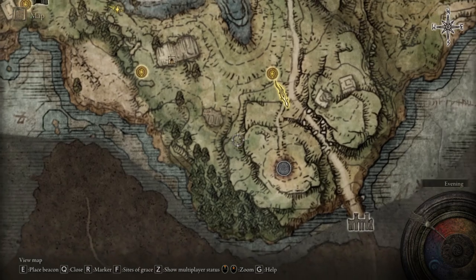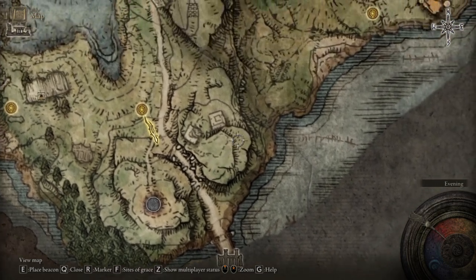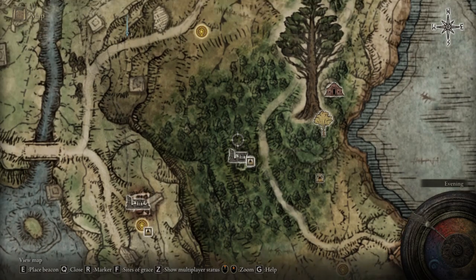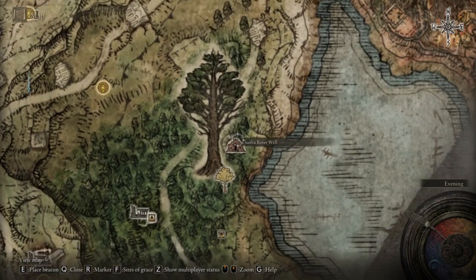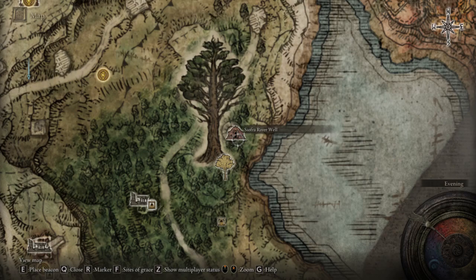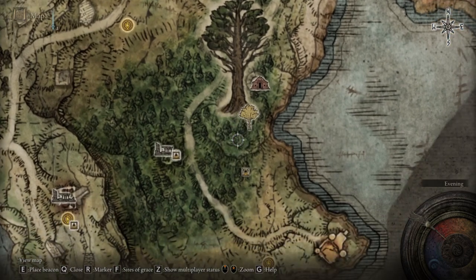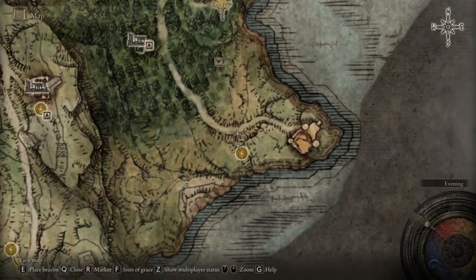So we'll be here. We cannot go to this part yet. And we have been here. What is this? I don't know what that is. Maybe we should go there.